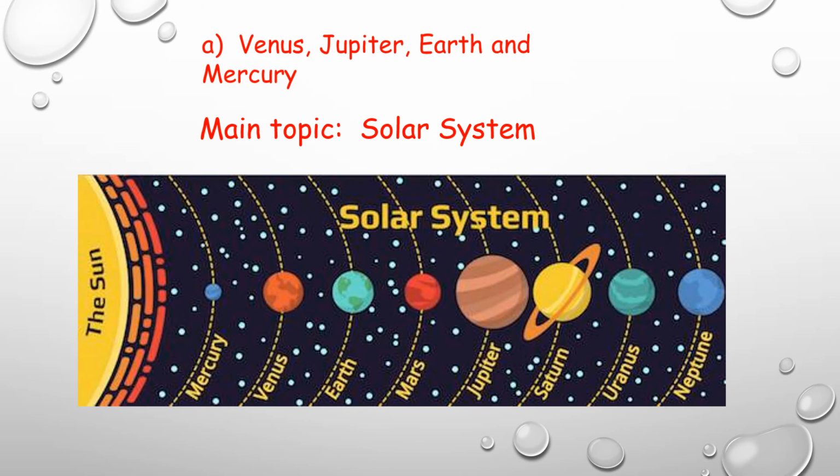Let's take a look at A, where it says Venus, Jupiter, Earth and Mercury. These are all part of our solar system. They are all planets. So it may be, if you went to the library, you would pick up a book on the solar system and find those as your subheadings. Did anyone get that one correct?